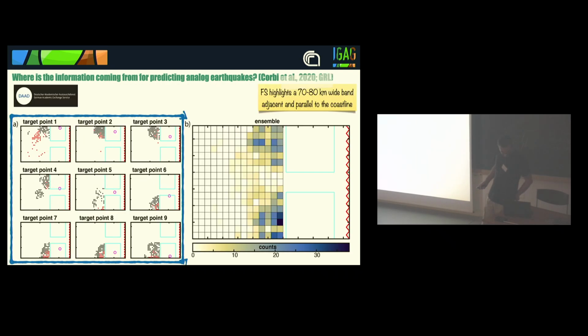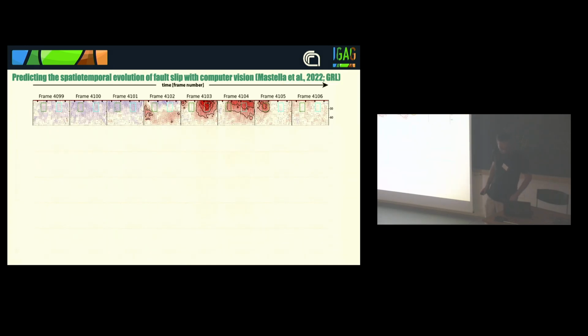I'm sorry about this. Maybe some of you already know this, but for me it was completely unexpected information. It is the deepest part of the asperity where the information was coming from. If we scale the experiment, this is about a 70 to 80 kilometer wide band parallel to the coastline. That is where we should look.